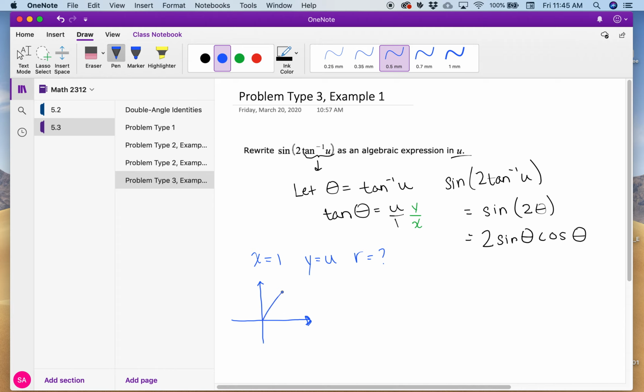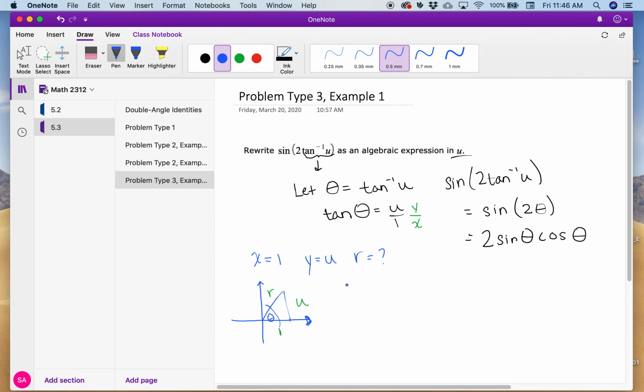So I'm going to have some angle theta. My x is 1, so this is my 1. I guess I should finish this triangle in the same color before I start adding new colors. My y is u, and we don't know what the r is.